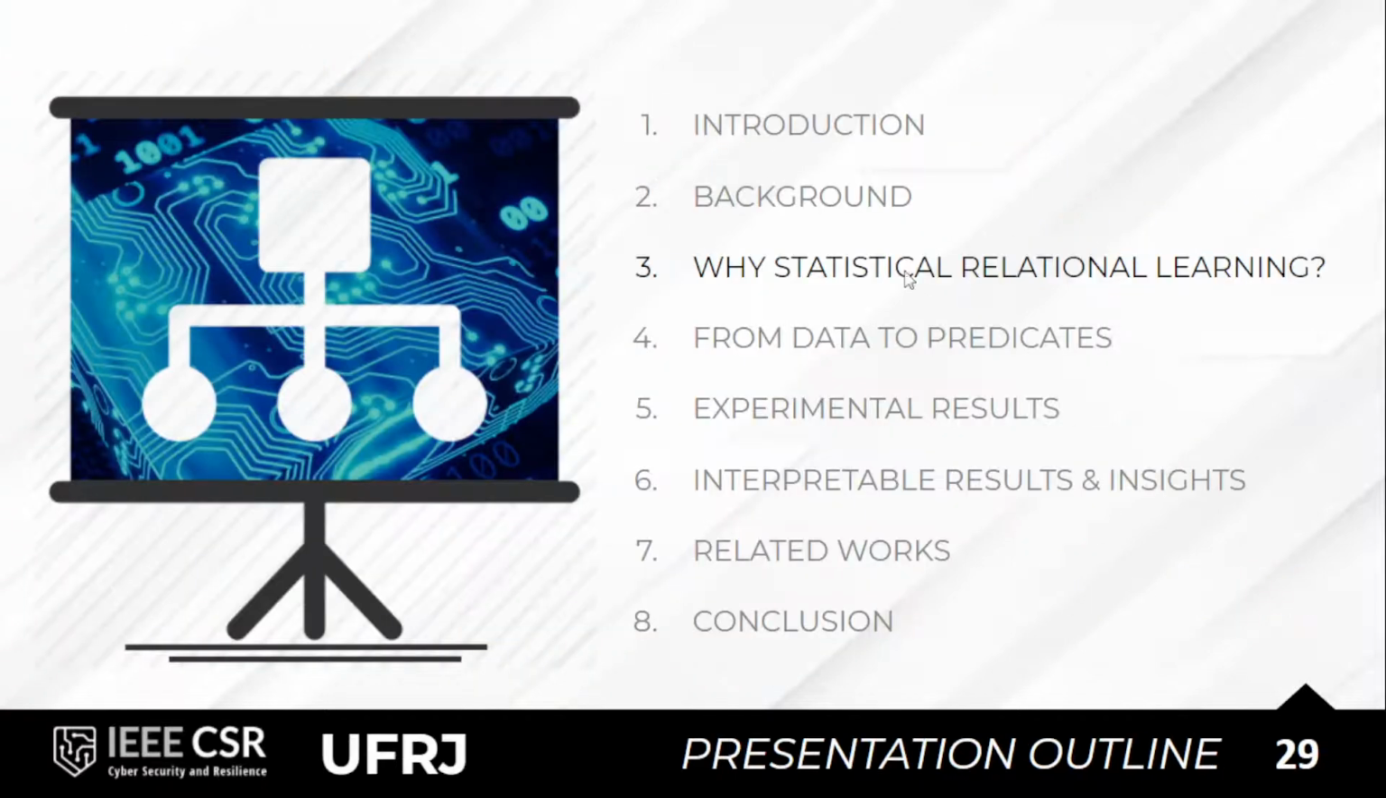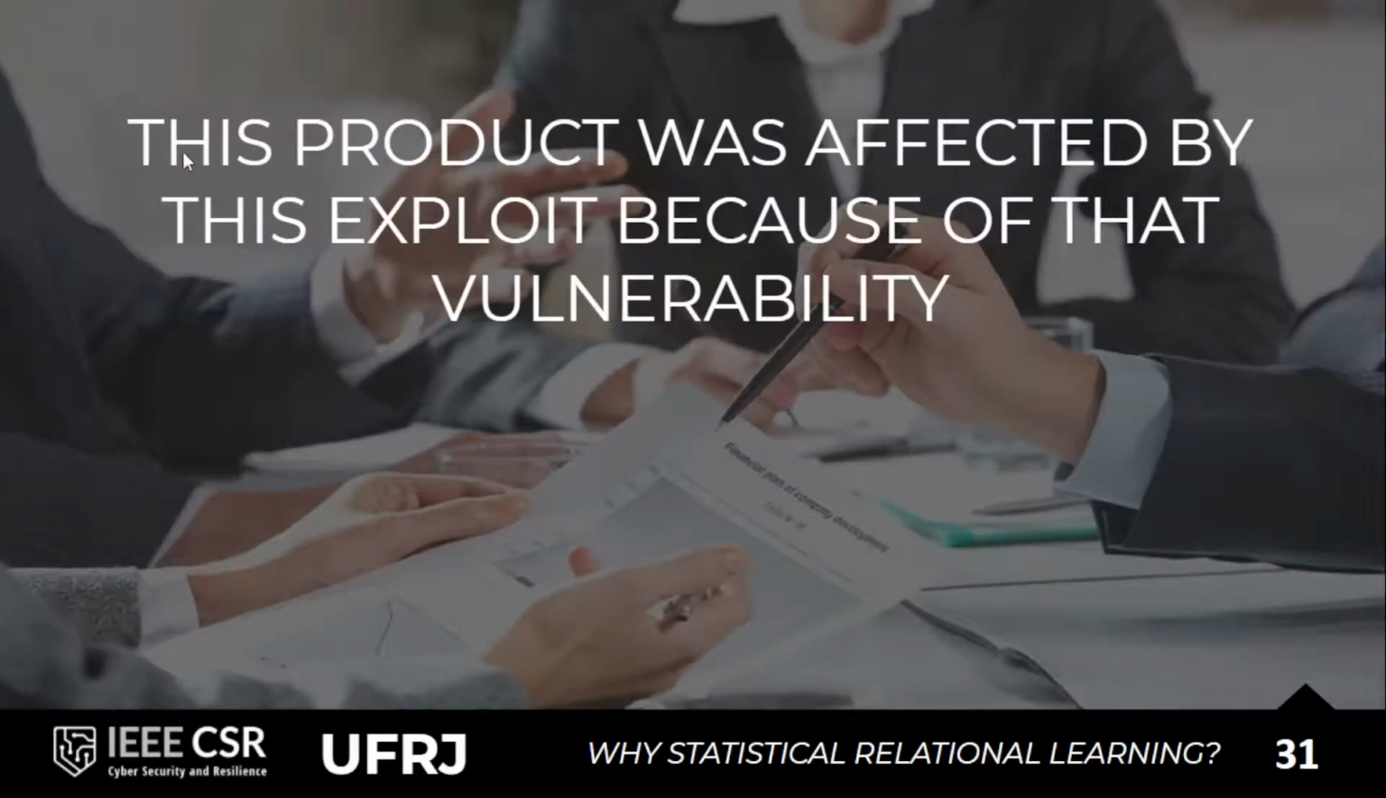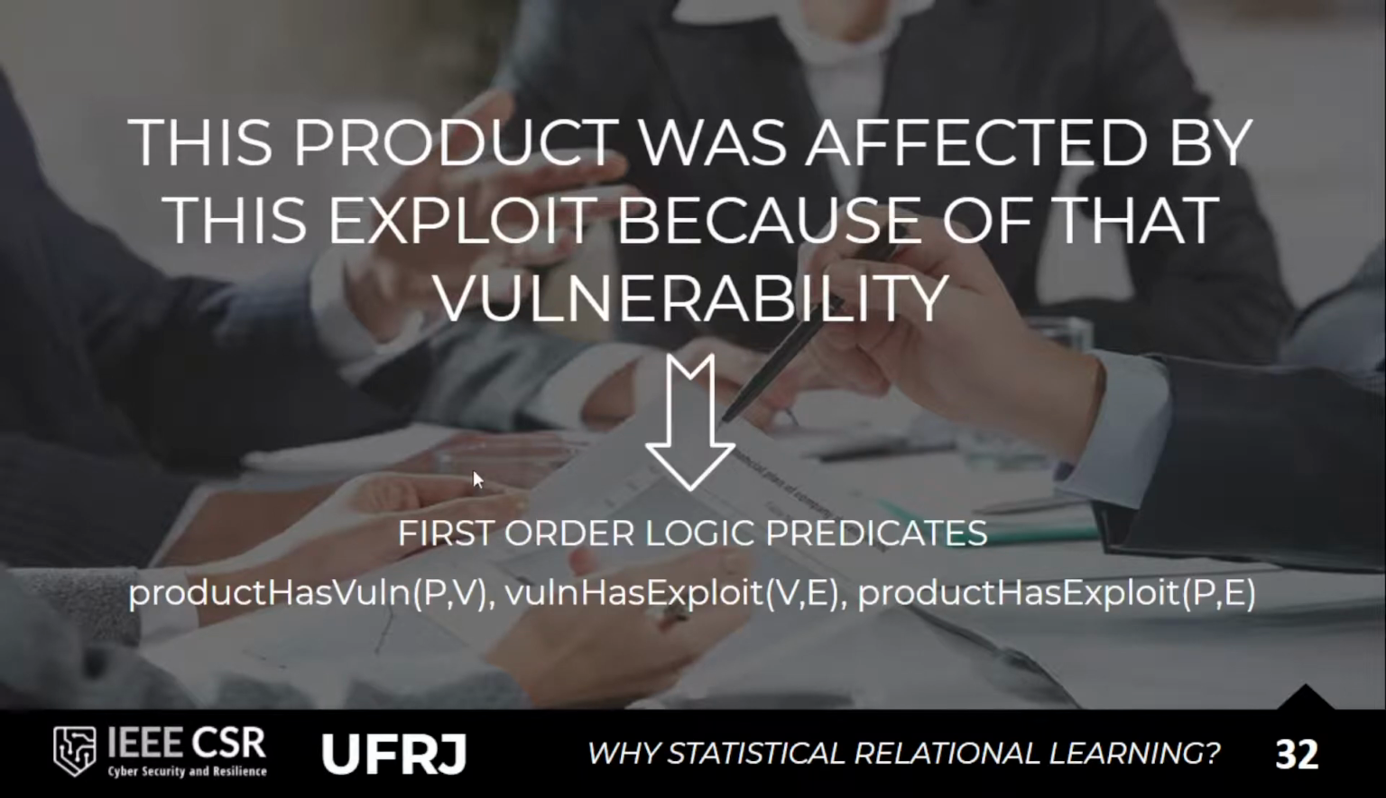And why use statistical relational learning? Imagine that you had one of your products exploited and then you are looking for what caused it to happen. Fortunately, you are faced with the following statement: this product was affected by this exploit because of that vulnerability. Since a representation of this information through traditional machine learning methods is not so clear, we can easily reduce this sentence to these three first-order logic predicates: product P has vulnerability V, vulnerability V has exploit E, and product P has exploit E.